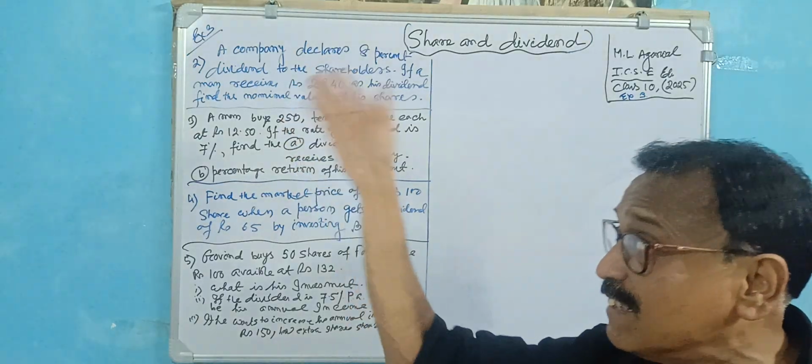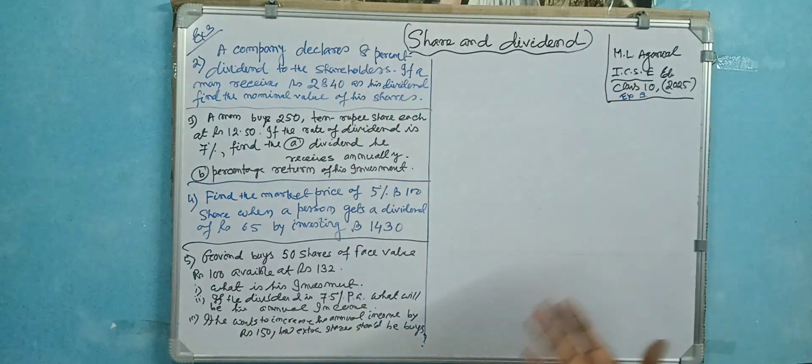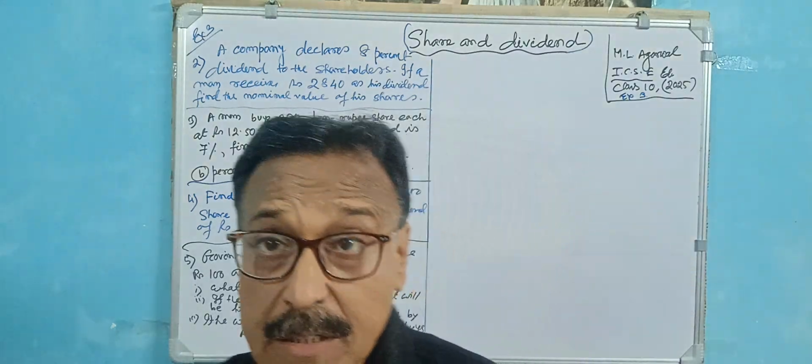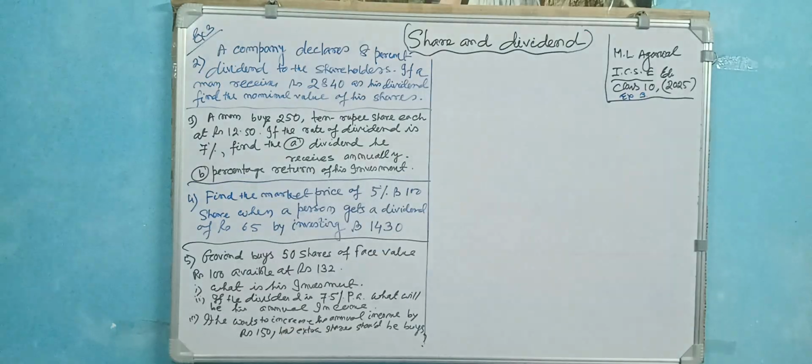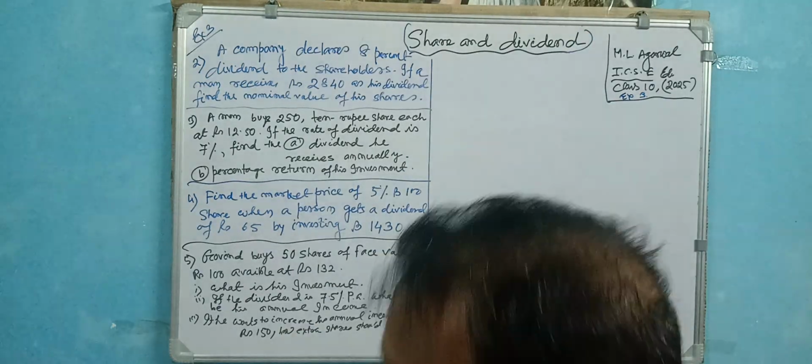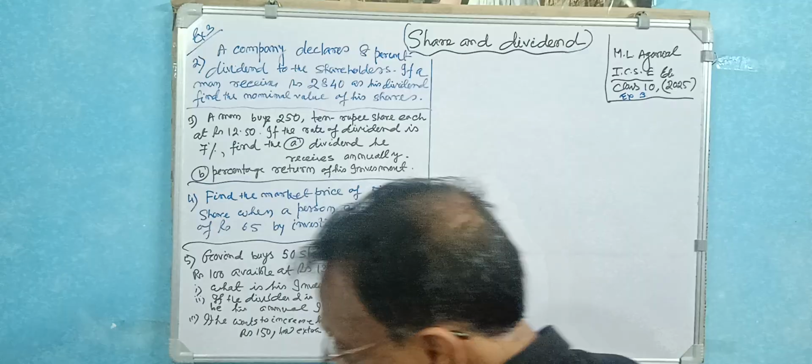Sum number 1 is done. Here is sum number 2. Okay, no problem at all. Just think in your brain. The concept must be clear. There is no need to remember any formula. Just put it here. What is the question here?